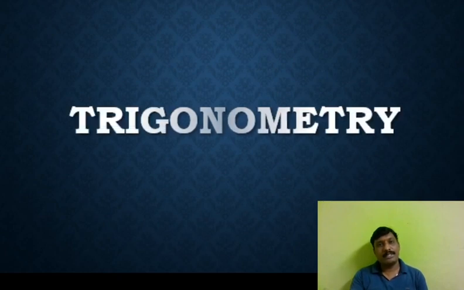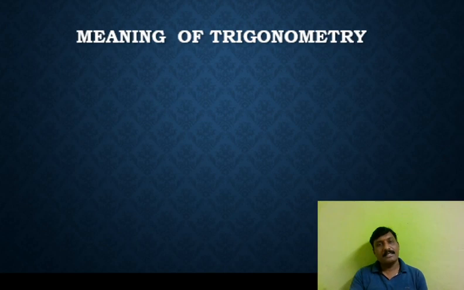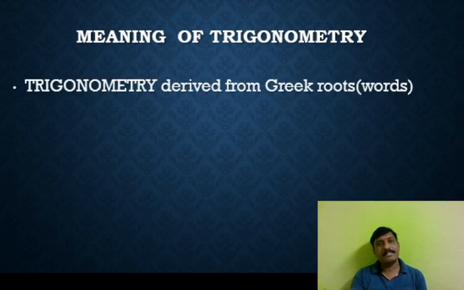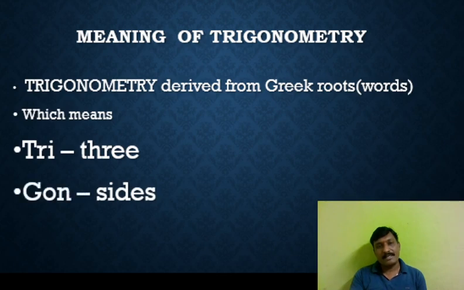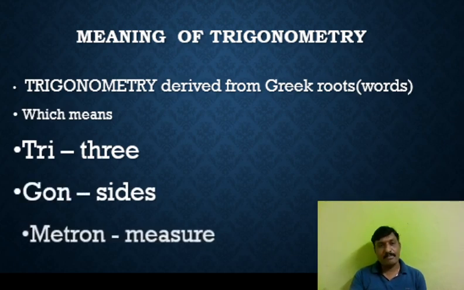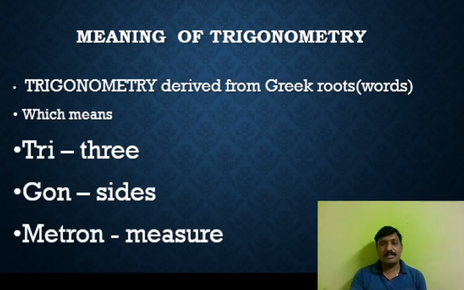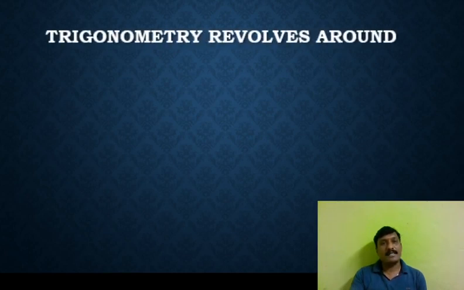Here the trigonometry word came from the Greek, which means it is a combination of three words. Trigonon is a triangle which is having three sides. Metron means a measure. So it is a triangle measure. Now in this trigonometry, mostly we are going to discuss the right angle triangle, how the acute angle is changing with respect to corresponding sides.